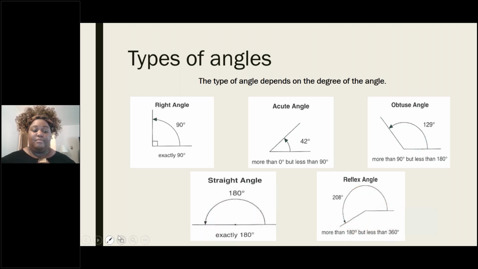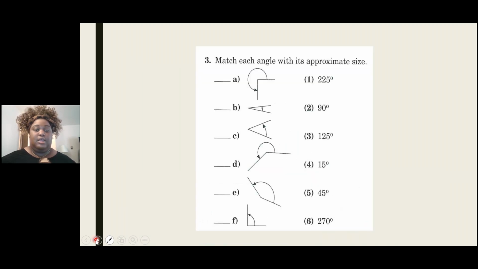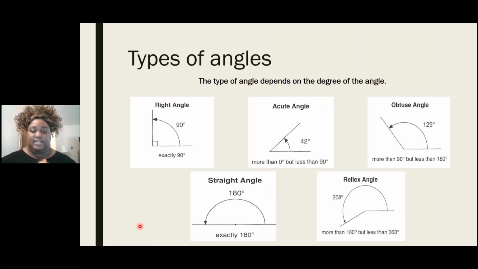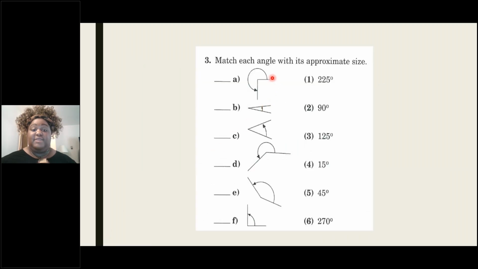Okay, so now this exercise is just a matching exercise to try to see, just based on looking at different types of angles, if we can match them with their approximate size. So the first one we have here, it's on the outside here, and it's not a full circle, but what type of angle does that look like? And I can go back to our descriptions here. So that's a reflex angle.